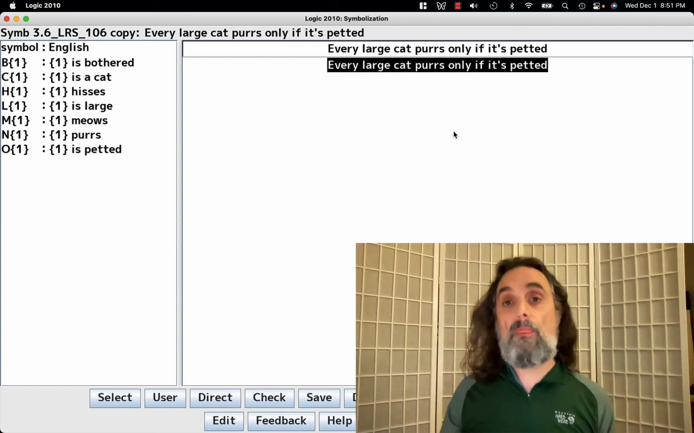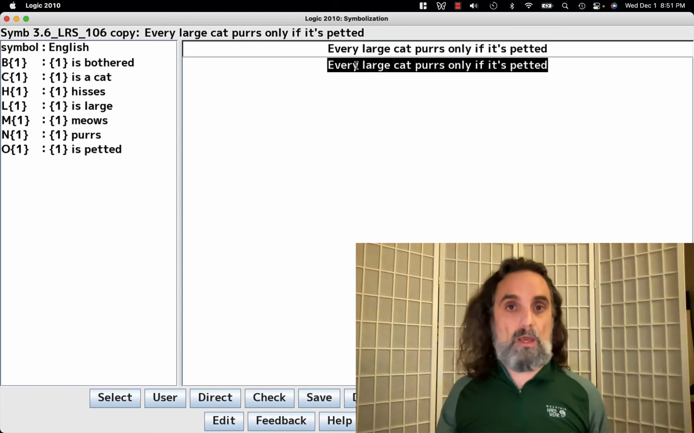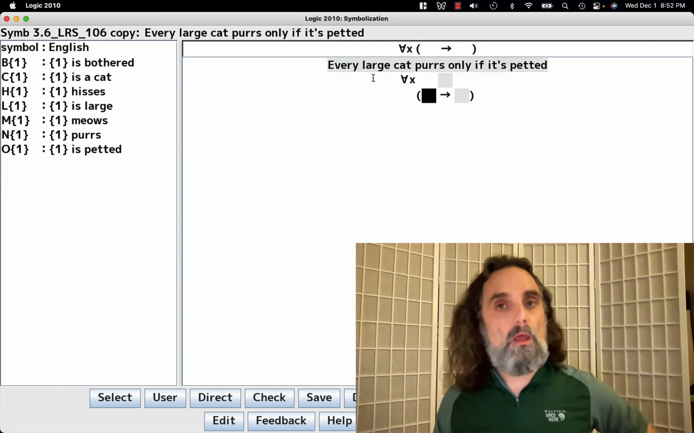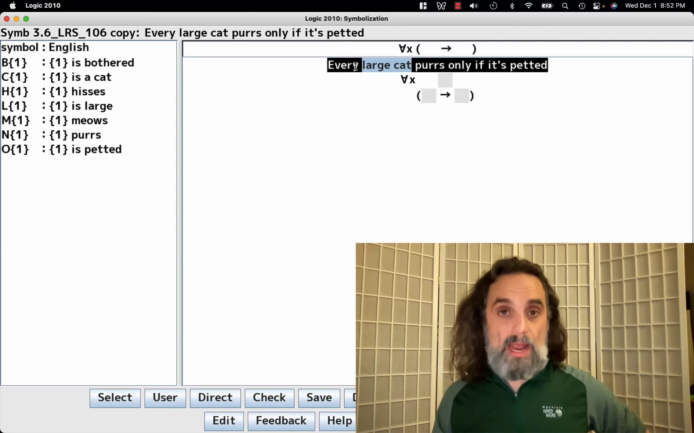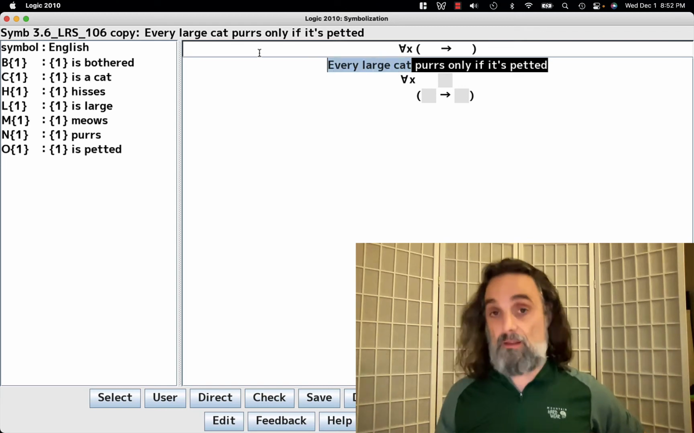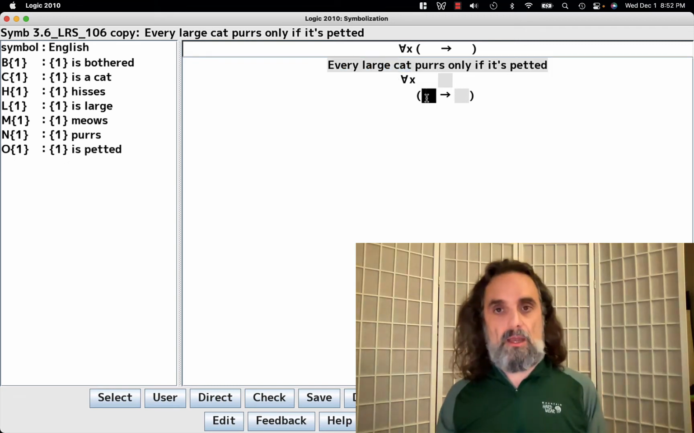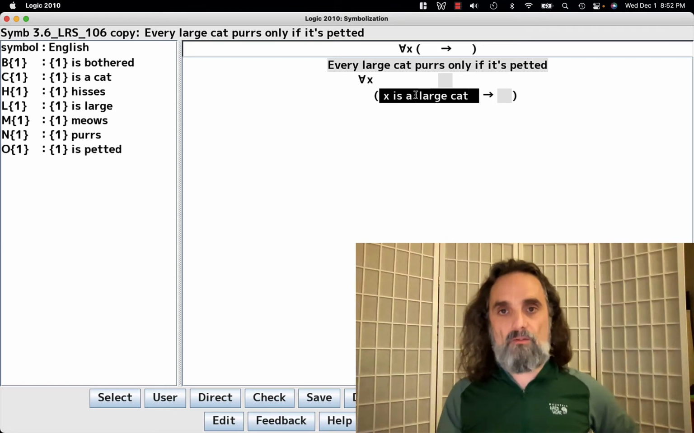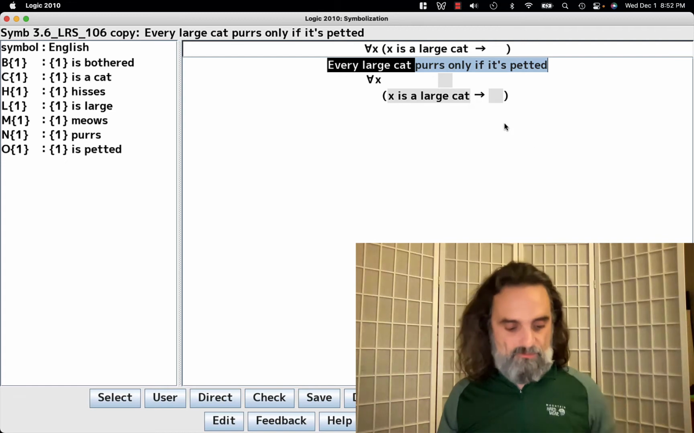Here's another one. Every large cat purrs only if it's petted. So again, we just have our quantity word every there, and we know that's going to give us a universal and conditional already. And then what are our parts? Well, we have a large cat. That's a noun phrase, and that's what every is hooked up to, building this phrase, every large cat. So we're going to have a large cat in the antecedent. x is what? x is a large cat. Those are the things we're going to talk about. We're saying all of these things are what? They're like this, and that's going to be our verb phrase.